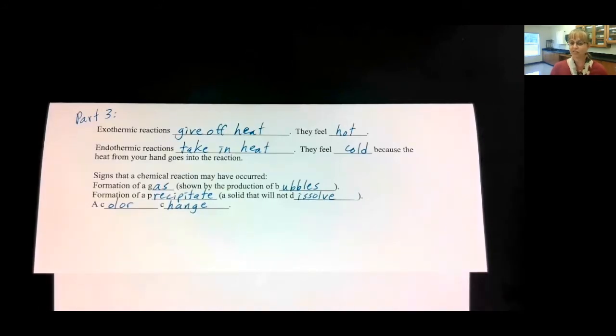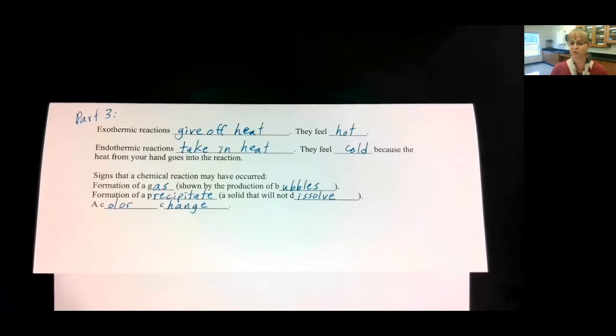Now, there are several signs that a chemical reaction may have occurred. There are actually 3. First of all is the formation of a gas. If you see bubbles and it's not just boiling, it's bubbling because of the reaction, then that is a sign of a chemical reaction. For example, vinegar and baking soda make bubbles. It's not boiling, it's reacting.